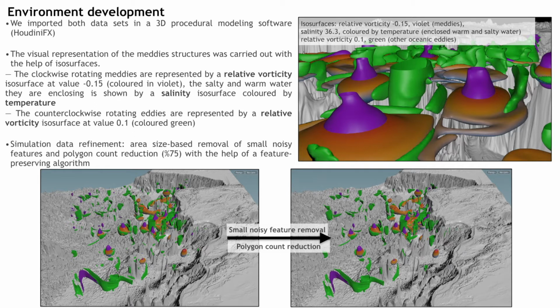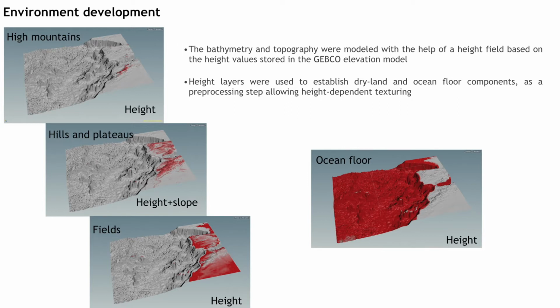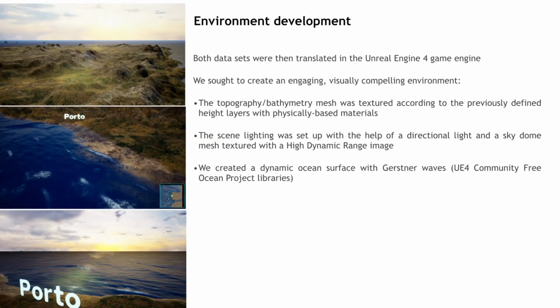In order to facilitate real-time frame rates in the final version of the environment, we reduced the polygon count with the help of a feature-preserving algorithm, and we removed small noisy features. The bathymetry and topography were modeled as a height field. Height layers were used to establish dry land and ocean floor components in order to allow subsequent height-dependent texturing. Both datasets were then translated in the Unreal Engine 4 game engine.